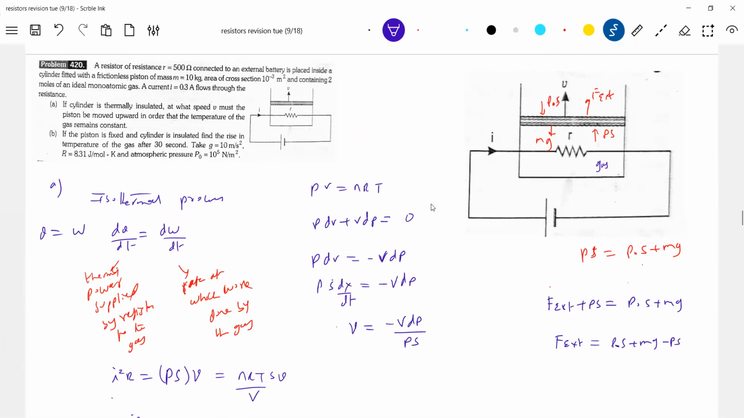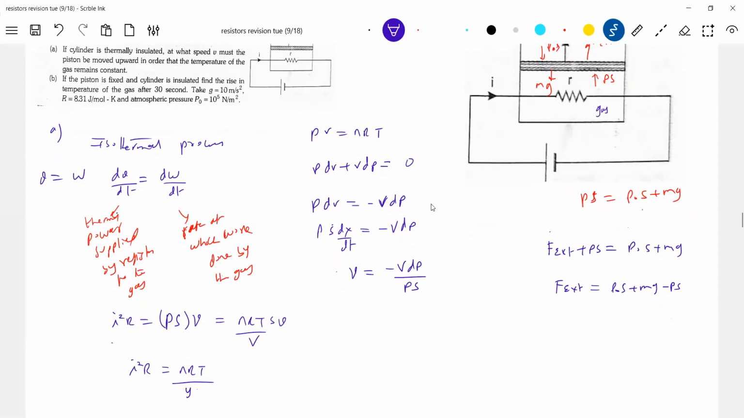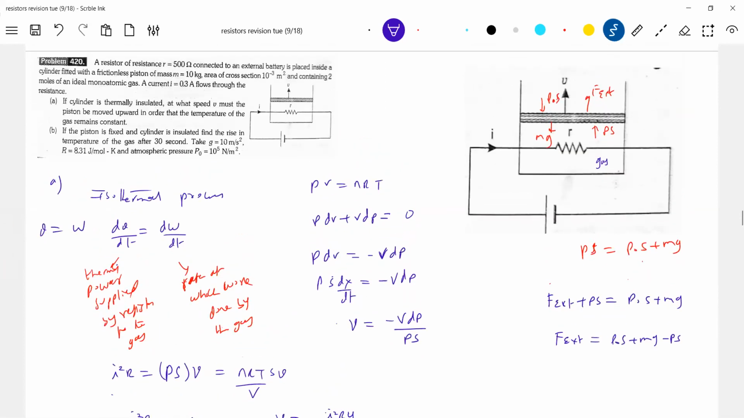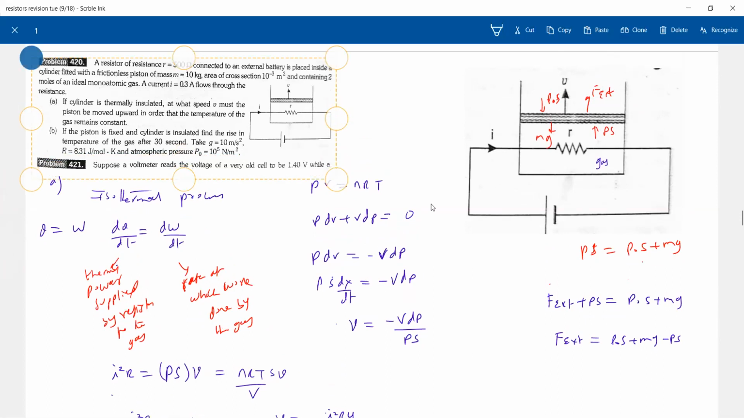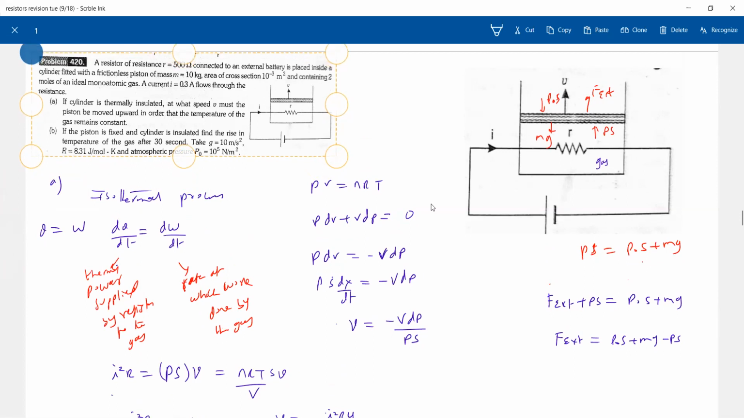We don't know the initial volume, so some data is missing here. So this should be Y into S. This V will be now I square R Y by nRT, so we should know the initial temperature also. Any data? Let me check below, above, the side. Nothing. The question is maybe incomplete.